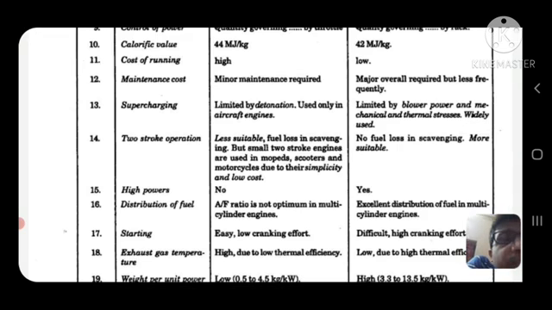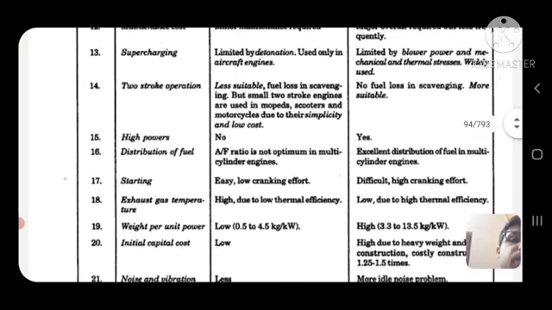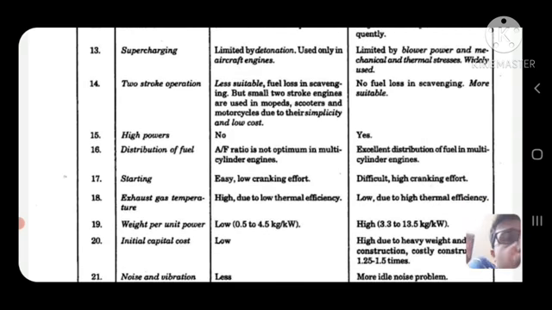Supercharging: limited by detonation, used only in aircraft engines, less suitable; limited by blower power and mechanical thermal stresses, widely used. Two-stroke operation: fuel loss in scavenging, but small two-stroke engines are used in mopeds, scooters and motorcycles due to their simplicity and low cost. No fuel loss in scavenging, more suitable. High power: no, another one is yes.